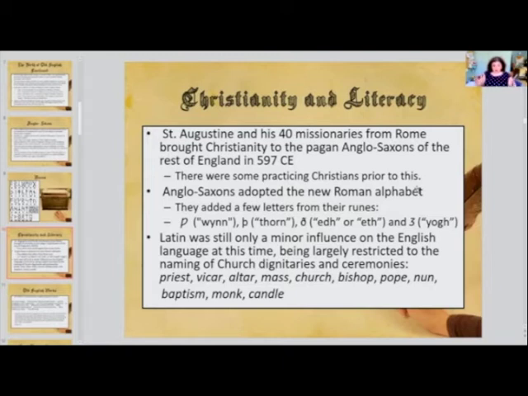Christianity and literacy. So these are two big topics, right? When we're talking about language, it seems to go hand in hand with writing. That's why we're talking about the runes. But literacy was probably relatively low.